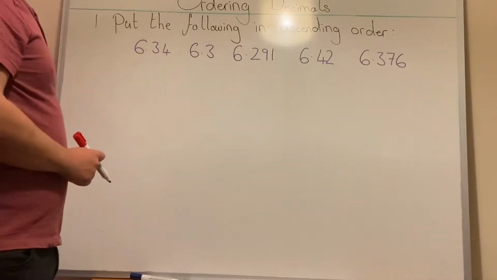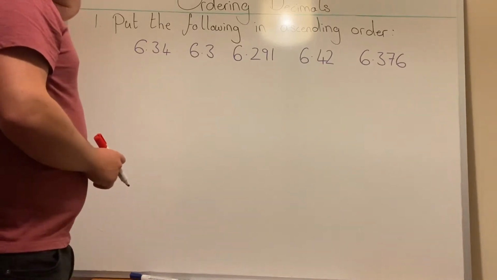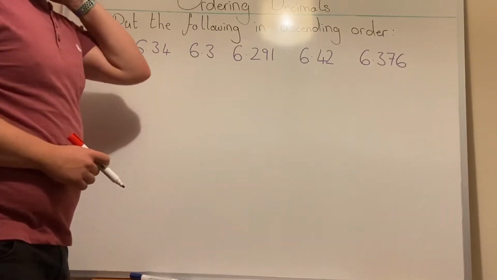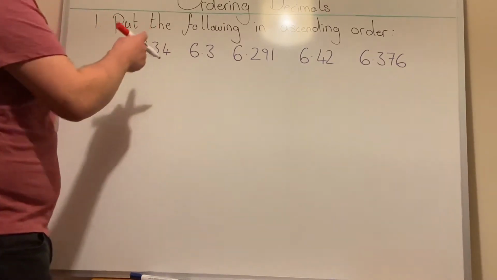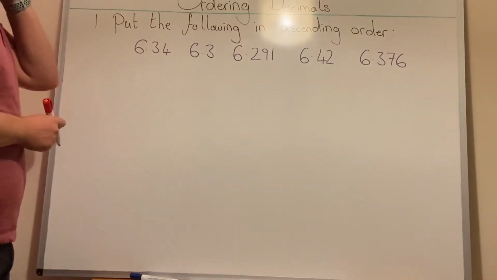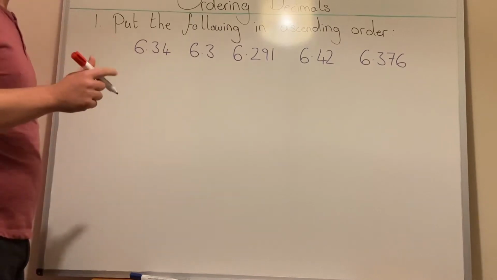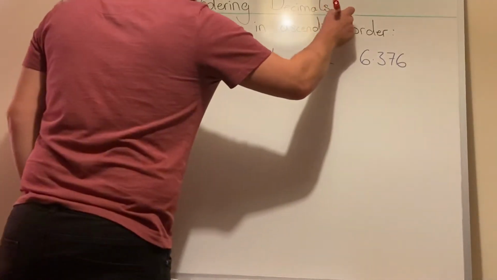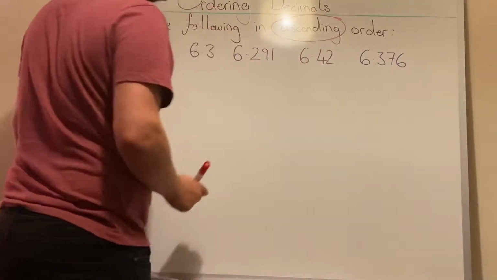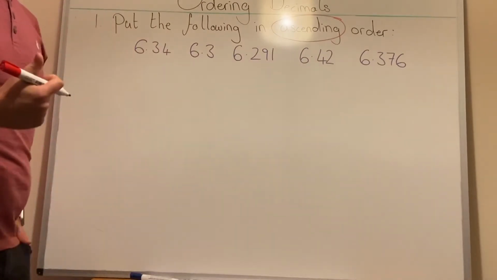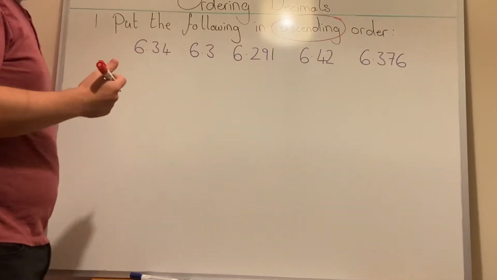Okay, welcome back. First topic of this half term, we're going to look at ordering decimals. I'll put a question up here. Put the following into ascending order. The first thing we need to look at is what this word here means. It can either be in ascending order or it can be in descending order.